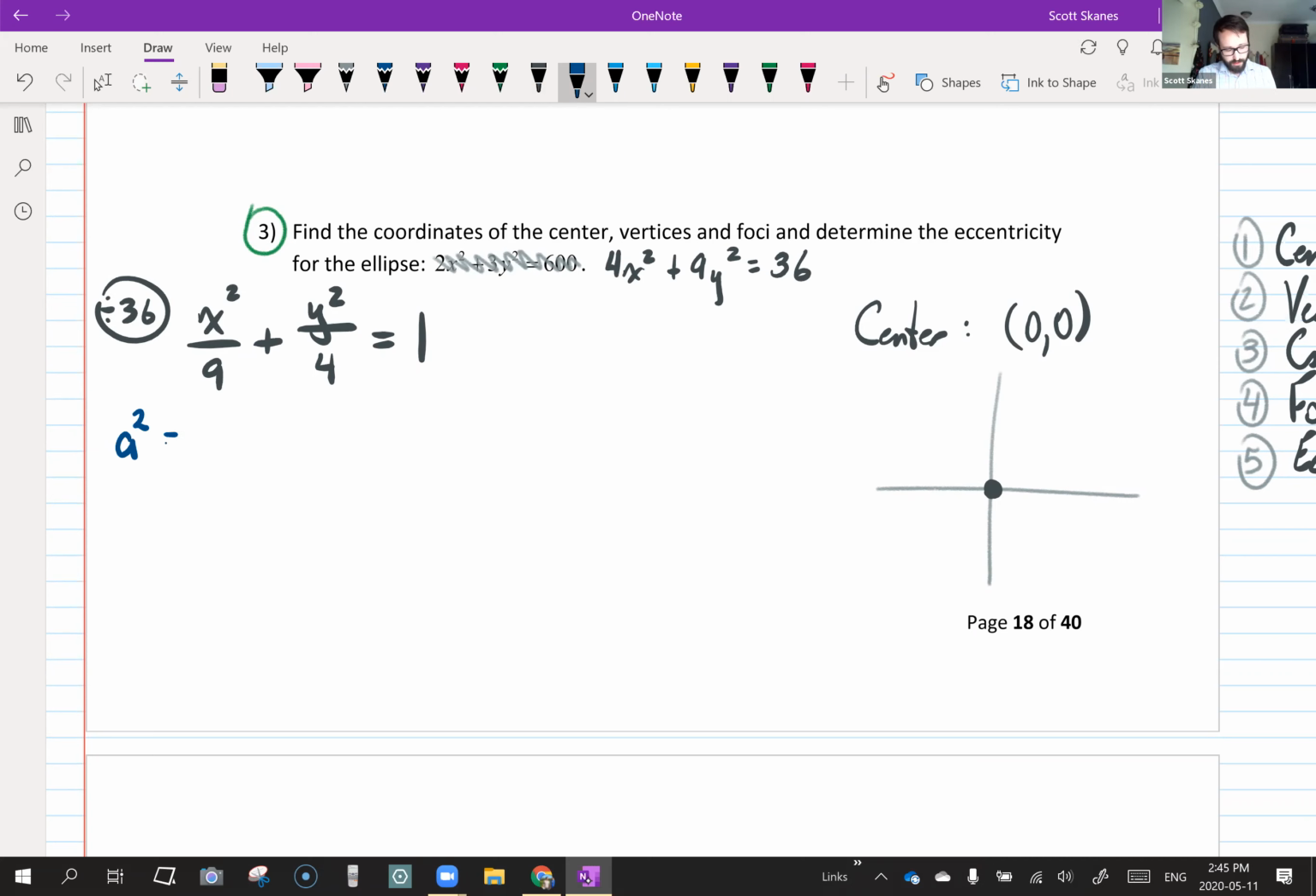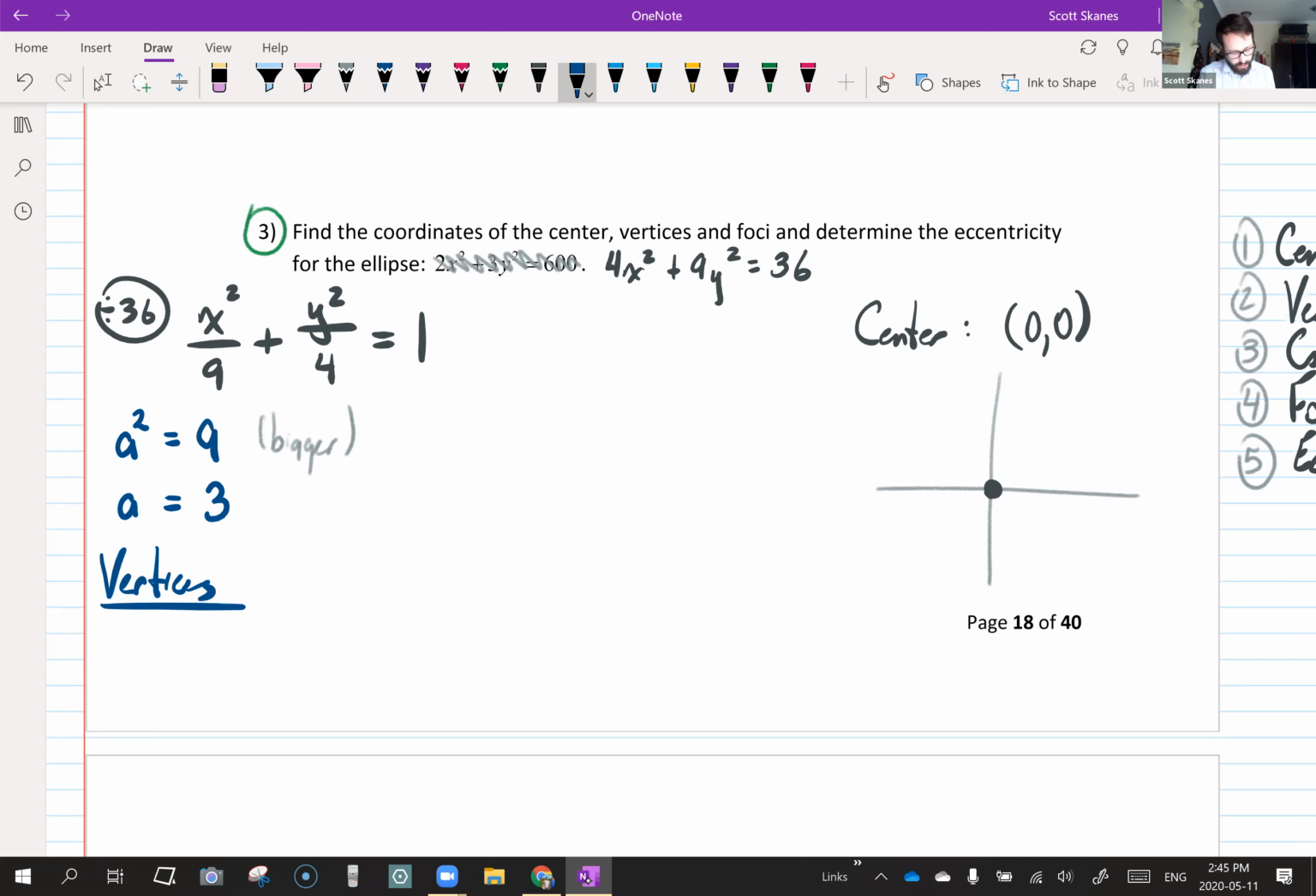Does anyone remember how you get A? Which one of these numbers, 9 or 4, is A squared? 9. Okay, good. You're paying attention. It's always the bigger one. So that's 9. It's the bigger one. We just steal the bigger number, that's it. So now we can get A easily. A must be 3, sort of like what we did with the radius before. Now we can get the vertices, and I'll show you how.